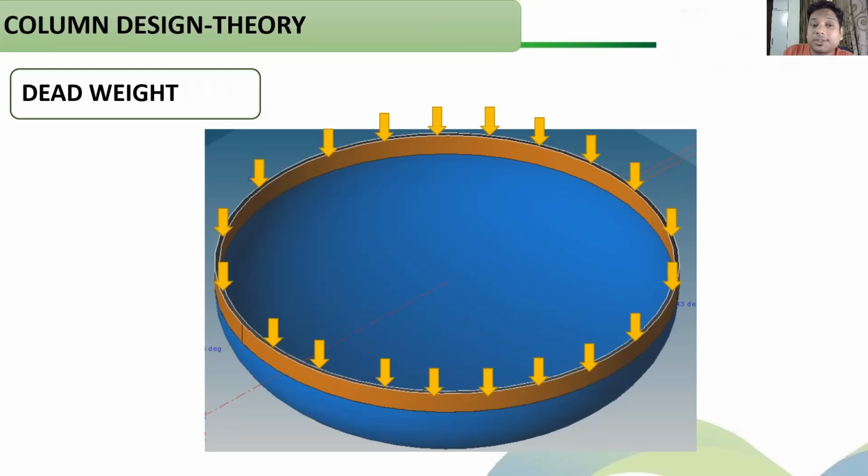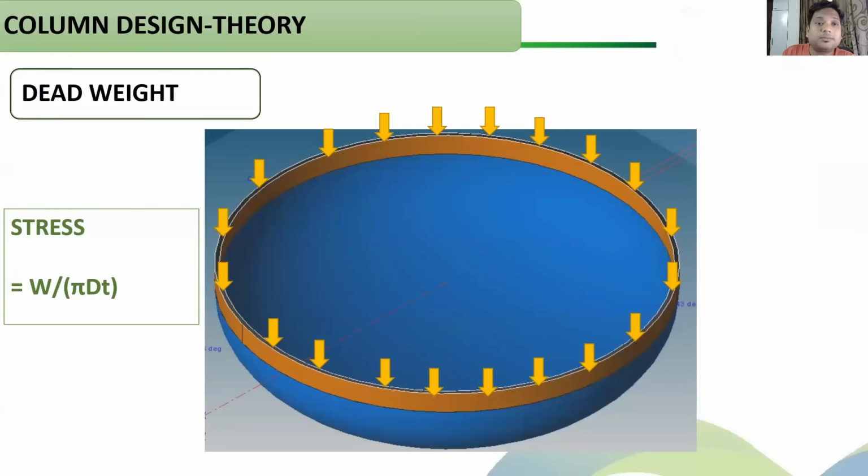Okay, the cross section which we can see, we can calculate stress. Simple. Force divided by area. W is the total weight, which is the force. We can convert that into Newton, divided by pi dt. Here we have made one assumption that your thickness is very small compared to the diameter. So with that, your area calculation will be pi dt. So this will give us a stress which is acting in the longitudinal direction.